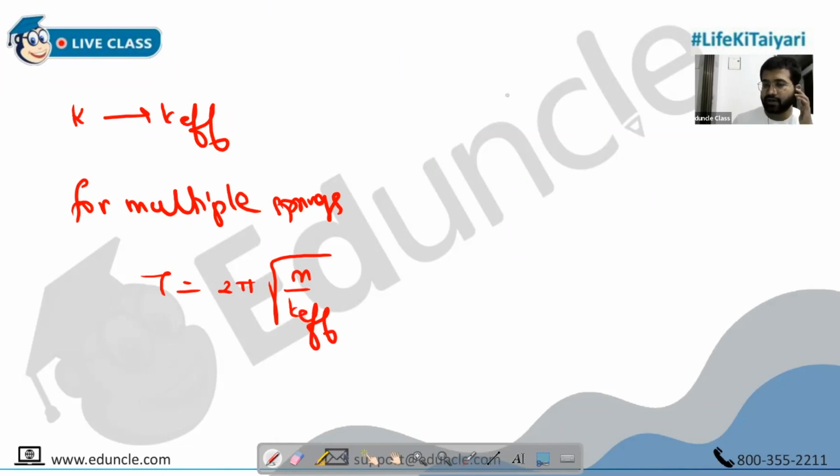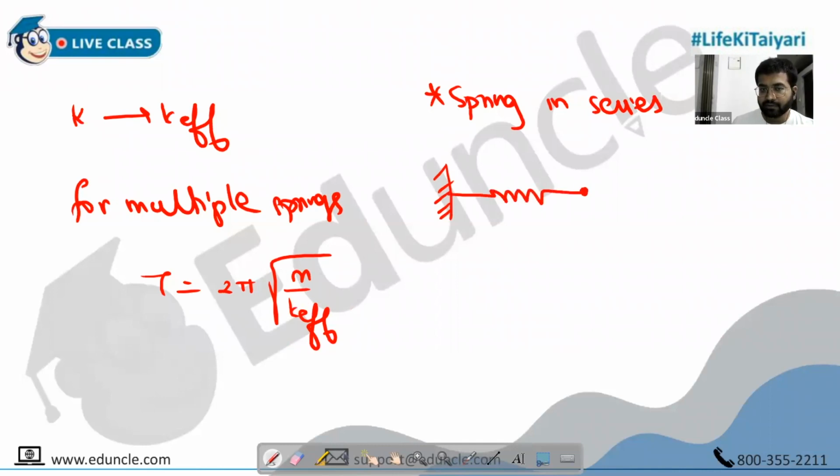Then you have got combinations: springs in series and springs in parallel. So obviously when the springs are in series, how do you find k effective, people? Suppose I give you x equals x1 plus x2. Is there a direct way to remember the k effective formula? 1 by k1, 1 by k2. The reciprocal addition, not k1 plus k2.